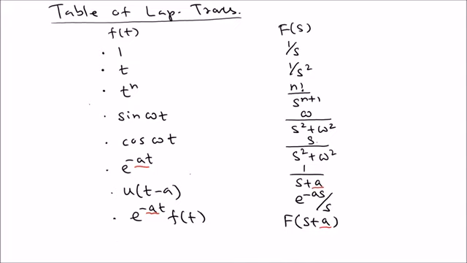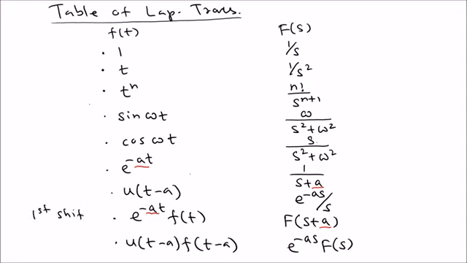And then the second shifting theorem, which is u(t minus a) f(t minus a), which is simply e to the minus as F(s). This is what we call the first shifting theorem, and this is what we call the second shifting. These are useful when you try to find the Laplace transform and the inverse Laplace transform. These are the kind of thing that you can remember, because it's not that difficult. If you remember them, it's easy to find those inverse and Laplace transforms.